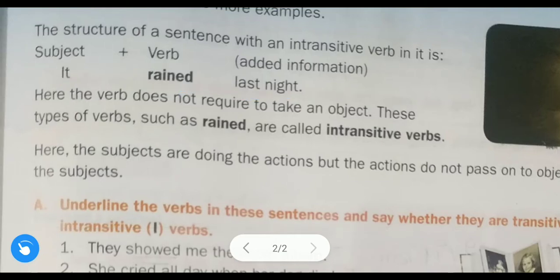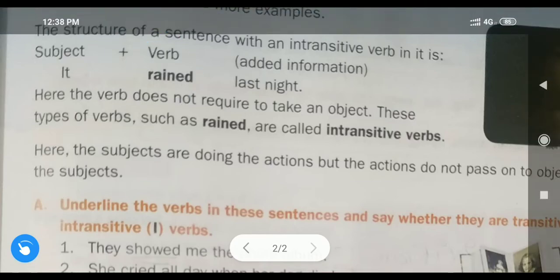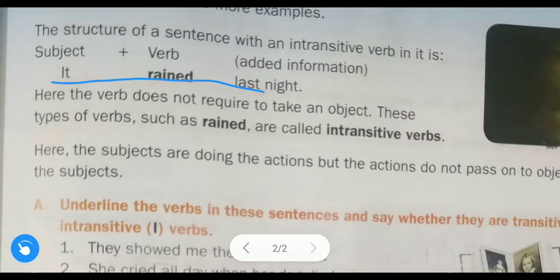See, now let us discuss this example. It rained last night. Okay, it rained. Rain means what? बारिश आना. पाऊस पडतो जे म्हणतो that is called rain. That is the action word. So it rained last night. Now as per our concept, we will frame the question with what. So how will you frame the question? What it rained, or you can say what did it rain.